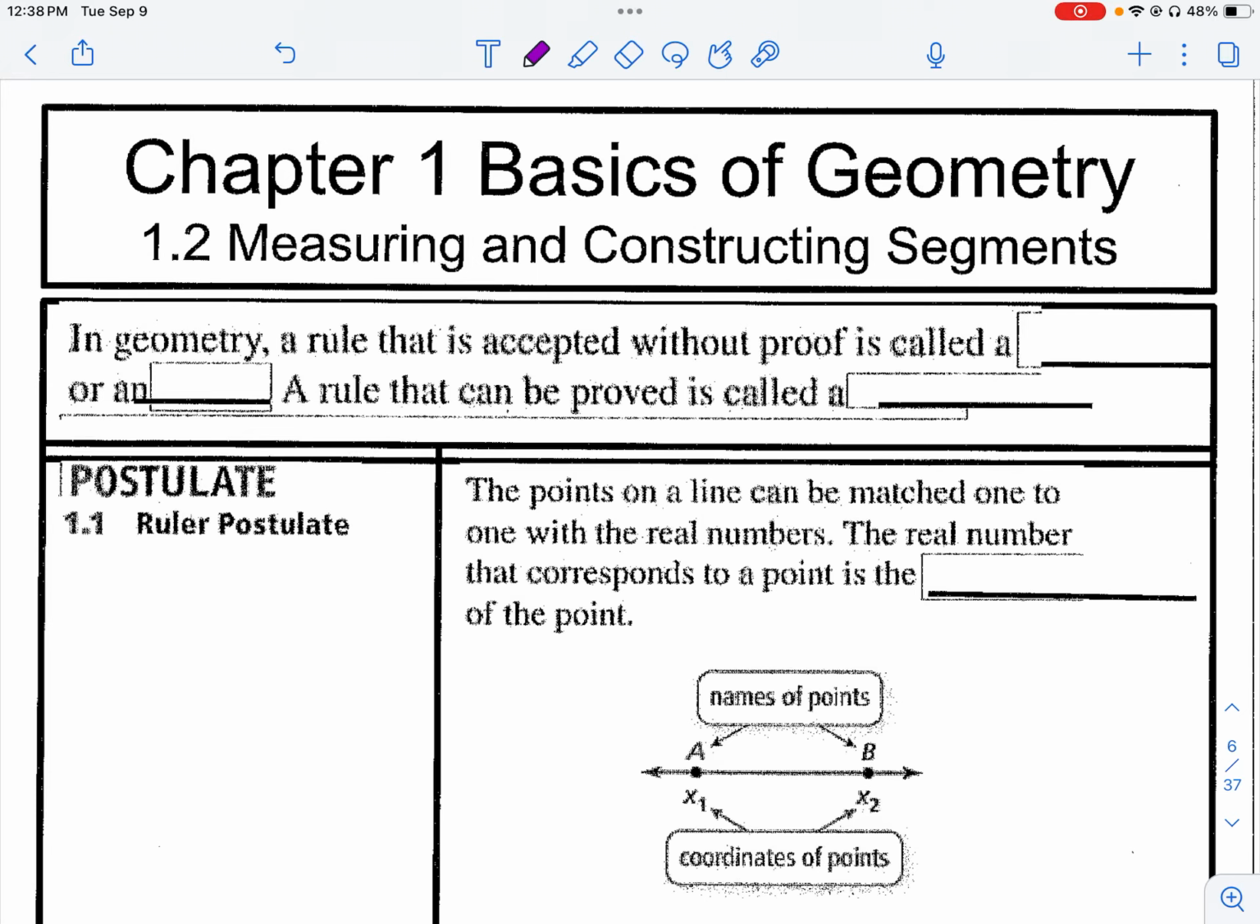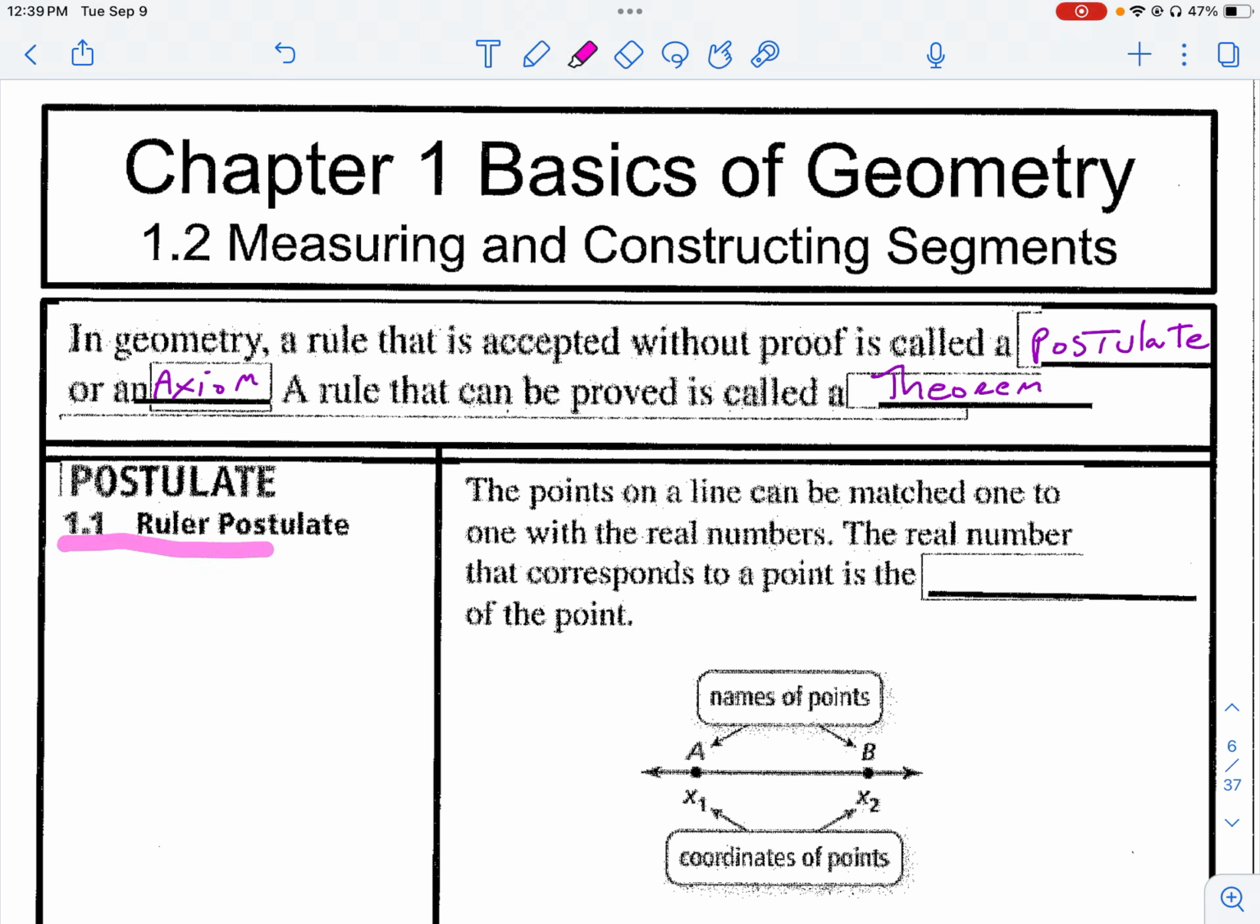All right, now we're going to measure and construct segments. So in geometry, a rule that is accepted without proof we call a postulate or an axiom. Mostly I'm going to call it postulate. And a rule that we do prove is called a theorem. So postulate we don't prove, theorem we do prove, just like in the previous video we had undefined terms and defined terms. Postulate's undefined, theorem is defined.